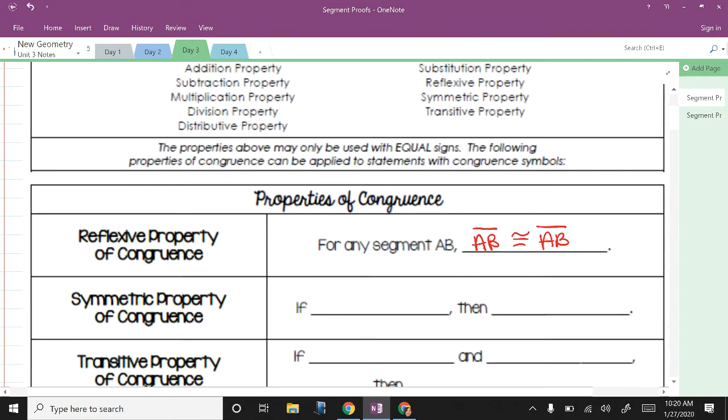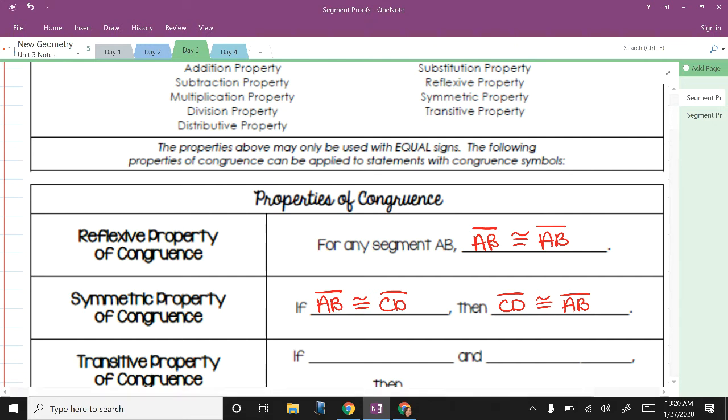Now, what did the symmetric property do for us the other day? Swap the order. So if segment AB is congruent to segment CD, then we can swap the order and say segment CD is congruent to segment AB. Swap the order for symmetric.